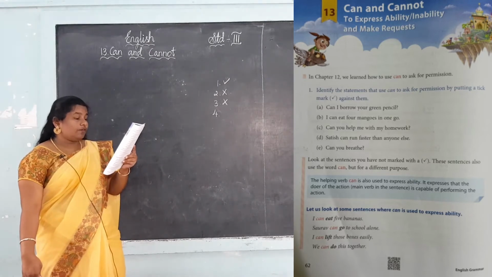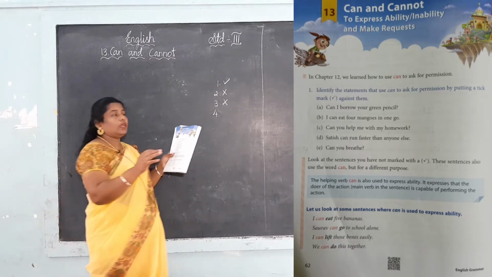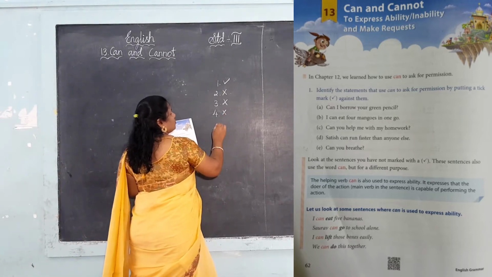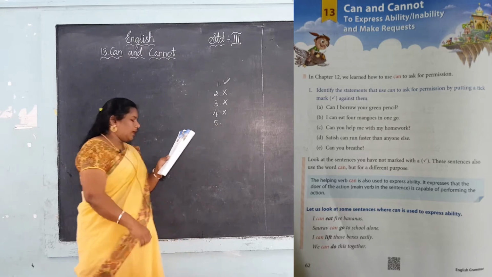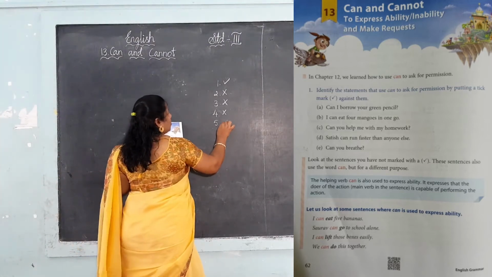Satish can run faster than anyone else. See, it is comparing two things. So, we learned about asking permission only. So, it is also wrong. Next, fifth one. Can you breathe? Can you breathe with your nose? So, it is also wrong.